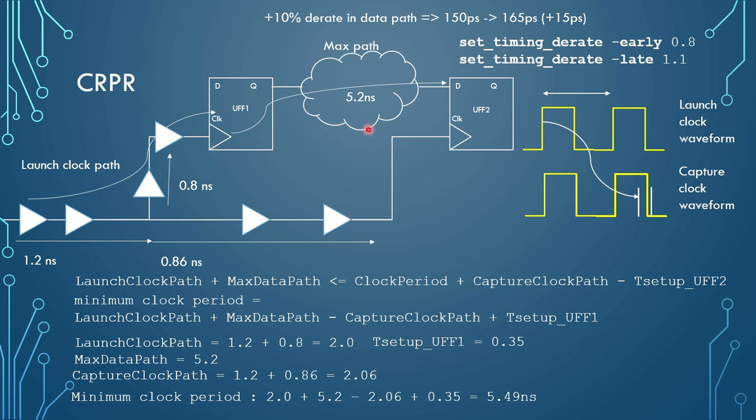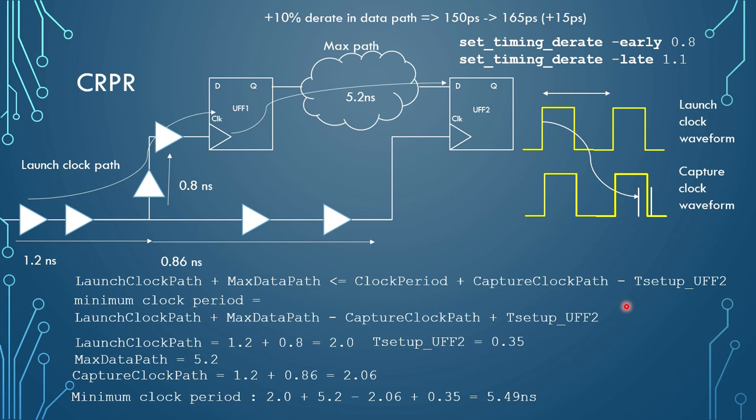Now long path delays, for example data path, launch clock path for setup, or capture clock path for hold checks, these are the long paths. They will get multiplied by these late derate values. And short path delays, which are the early paths, such as capture clock path for setup, or launch clock path for hold, will get multiplied by derate values specified using hyphen early. If you do not specify any derating factor, then by default 1.0 is assumed as the derate value, which means there is no derate actually.